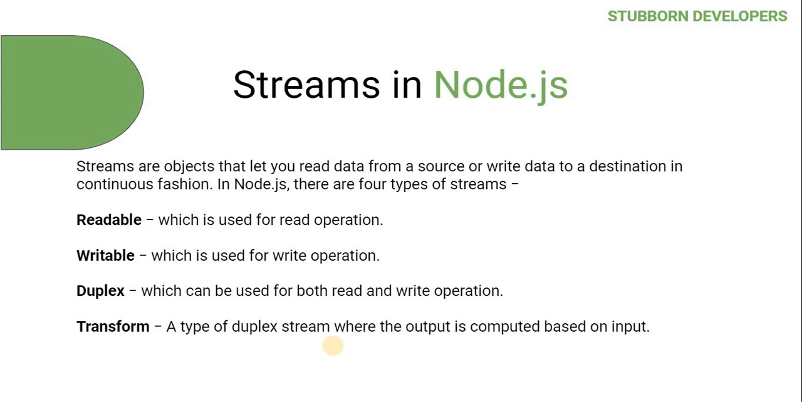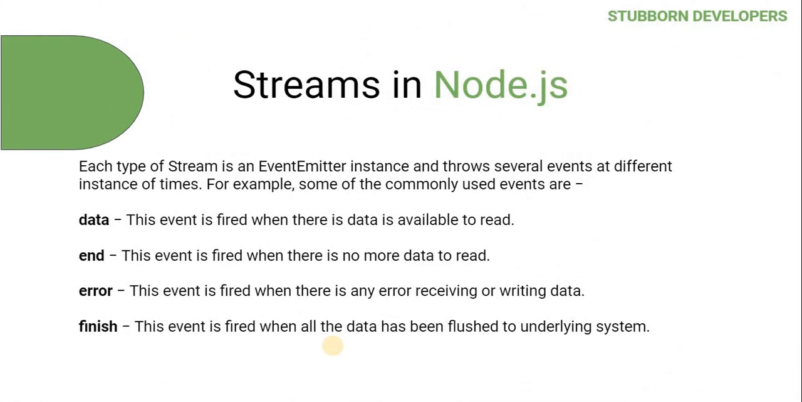So guys, believe me, we have to use only two types of streams. First one is the readable and second one is the writable. So we will use both types of streams, and guys, each type of stream is an event emitter.